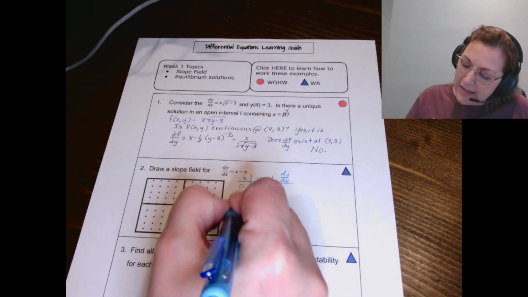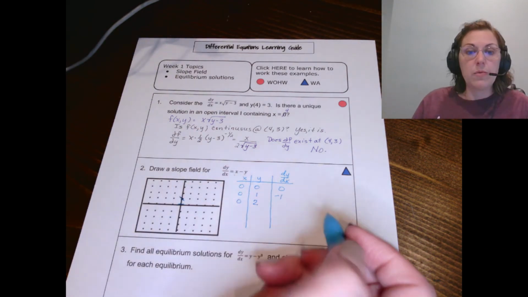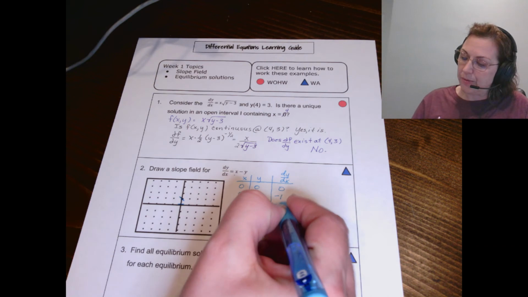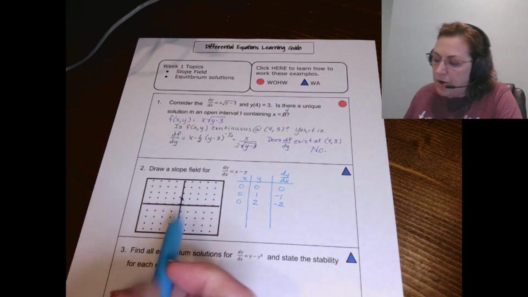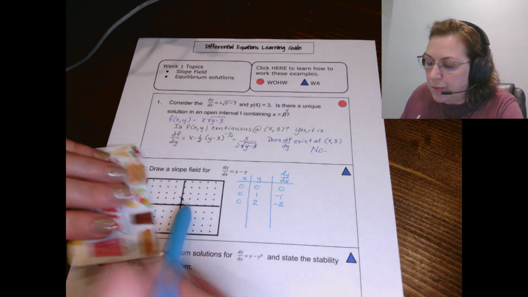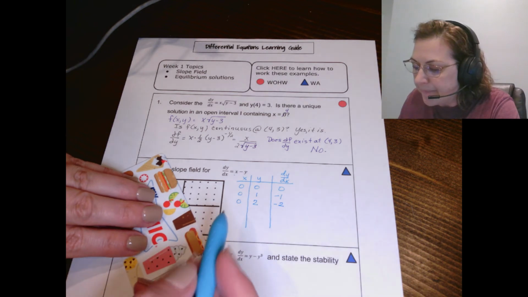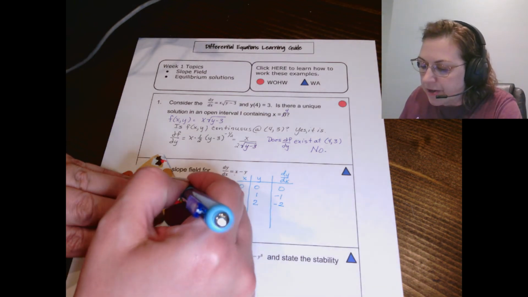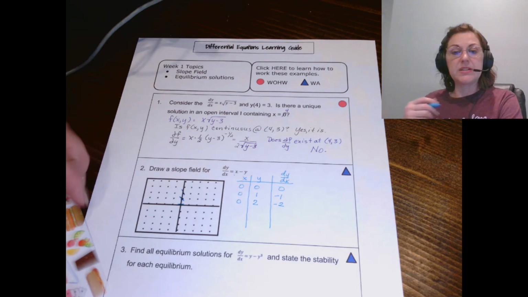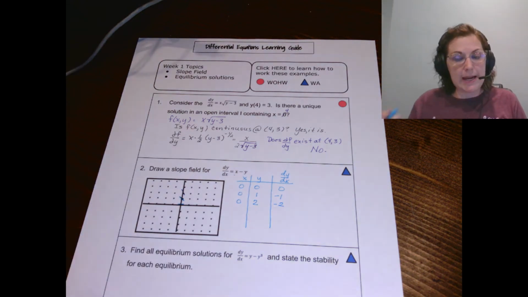Let's do one at 0, 2. We would have a slope of -2. Okay, so at 0, 2, you're going to line it up with down 2, right 1, and then draw your segment. You'll notice that your slope is a little bit steeper, right?